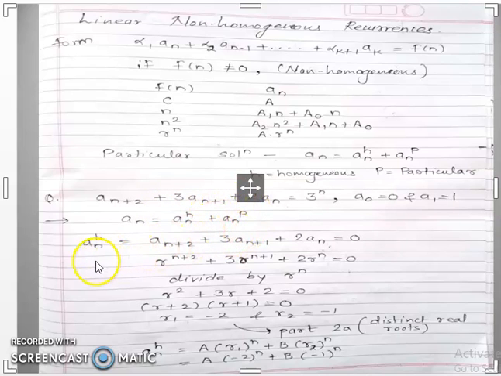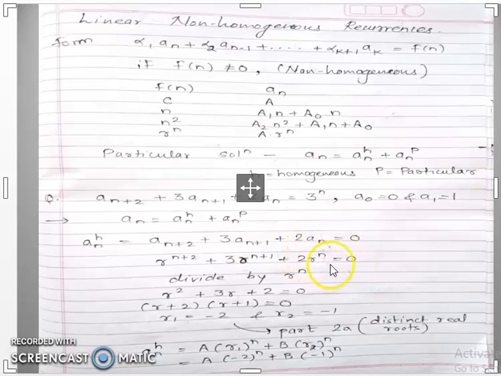So firstly we have to find the homogeneous part, that is a_n^(h). We write down the equation a_(n+2) + 3a_(n+1) + 2a_n = 0. Because the non-homogeneous part function value is 0, we call this equation a homogeneous type of recurrence equation. So we can write a_(n+2) as r^(n+2), plus 3 as it is, a_(n+1) as r^(n+1), plus 2 as it is, a_n as r^n, equal to 0.